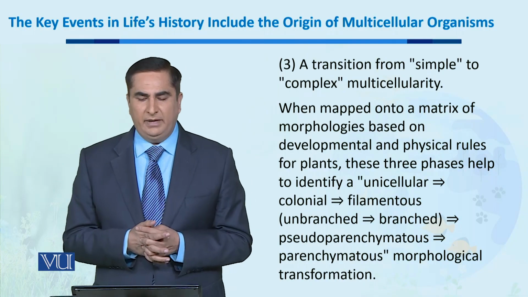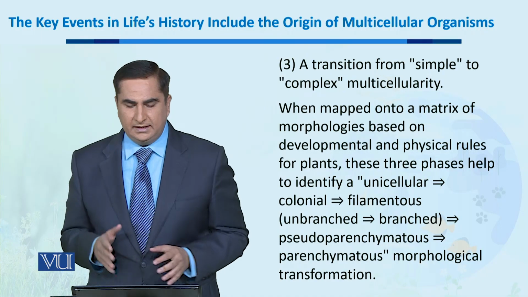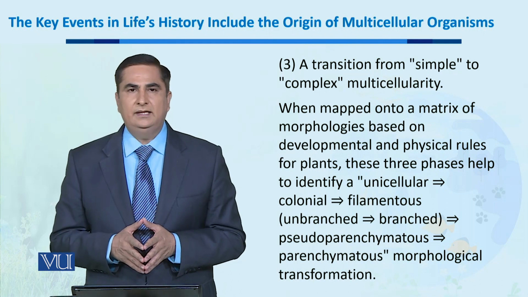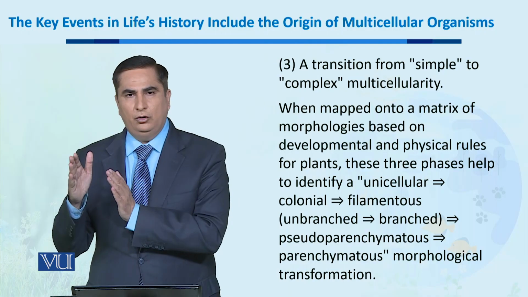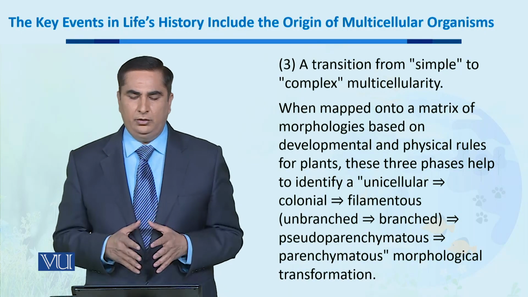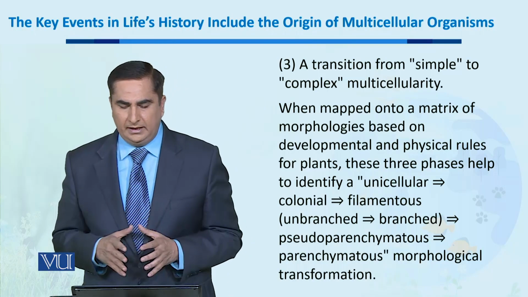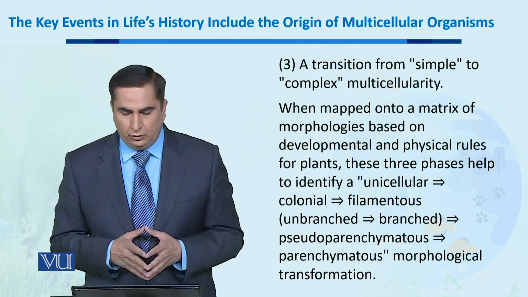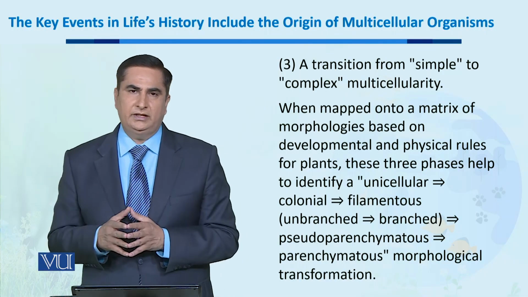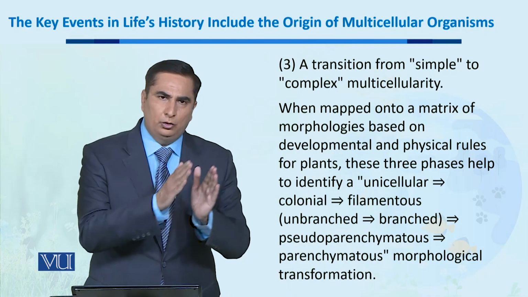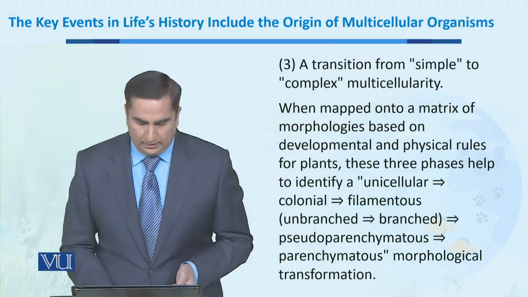When mapped onto a matrix of morphologies based on developmental and physical rules for plants, these three phases help to identify a transformation from unicellular to colonial, and then from colonial to filamentous, unbranched filamentous to branched filamentous, and then pseudo-parenchymatous to parenchymatous morphology. So plants had to go through a lot of steps to become a complex multicellular organism.